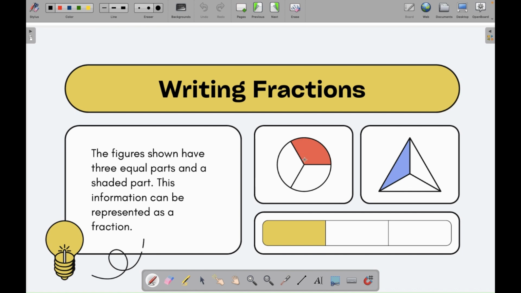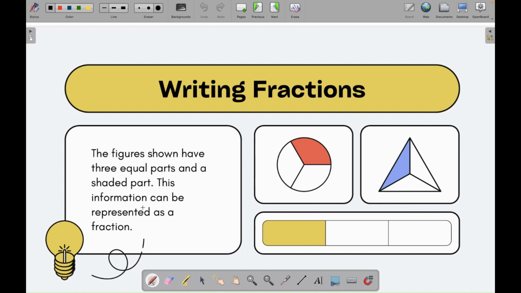Right. So the first thing is how many equal parts we are dividing anything into. So for example, if you look at this circle, we have divided it into three equal parts. This triangle is divided into three equal parts. And this rectangular shape is divided into three equal parts. So all these three figures are divided into three equal parts, which means we can use fractions. Okay. So all the figures that we are seeing here have three equal parts and a shaded part. This information can be represented as a fraction.